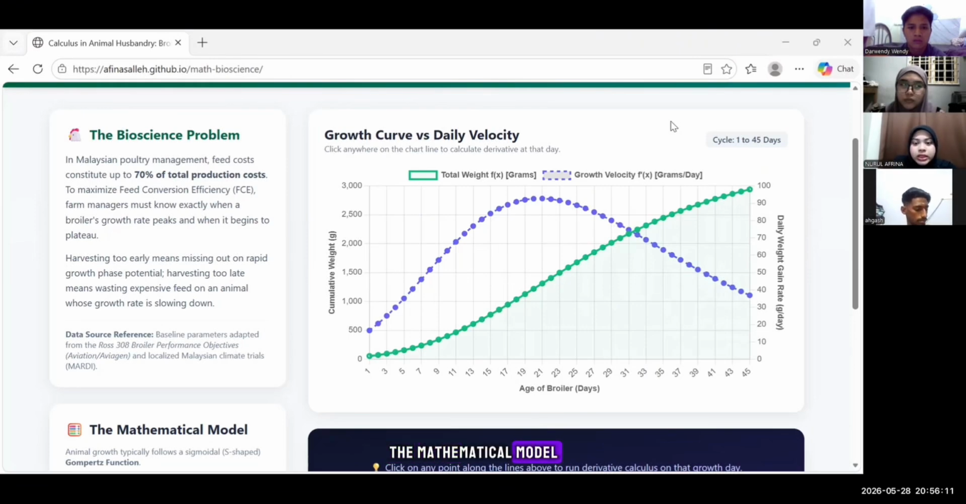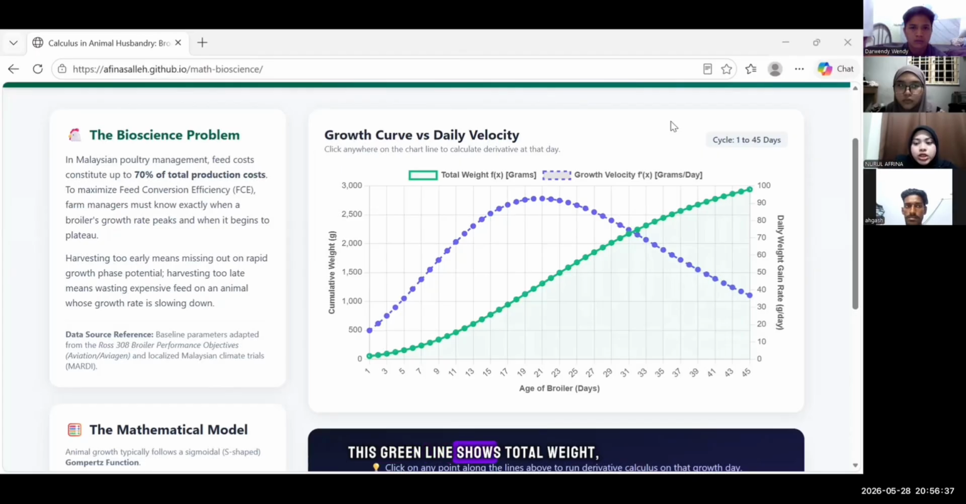the mathematical model. I plot here the Gompertz function, which predicts chicken growth. The formula calculates total weight at a given day, and its derivative shows the daily growth rate. This helps identify the peak growth period. And the graph shows the growth curve and daily velocity. This chart compares cumulative weight and daily growth rate.